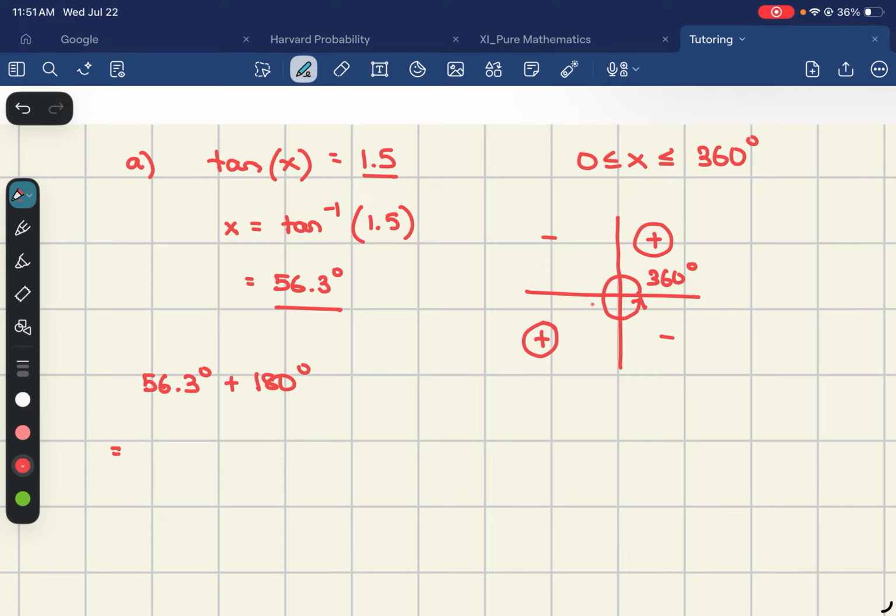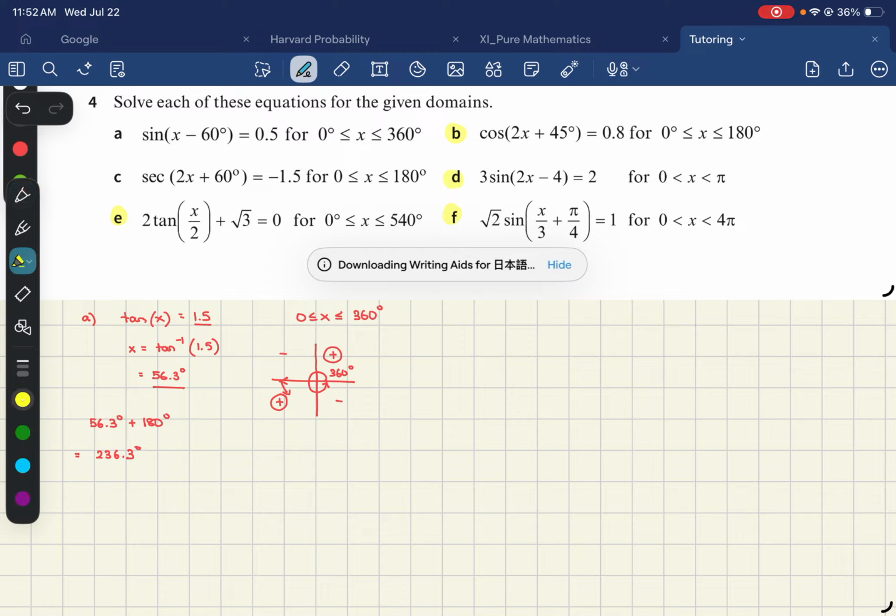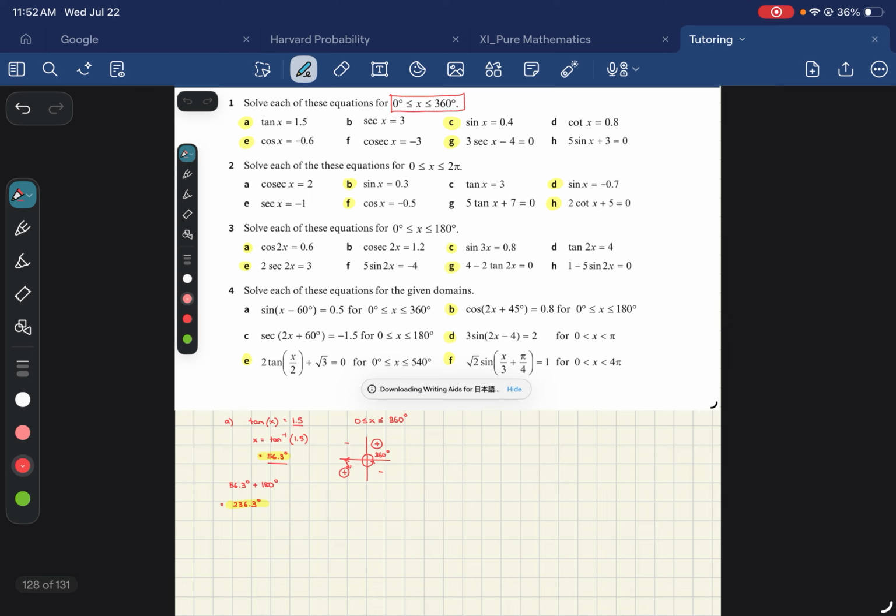So go to 180, which is here, and adding 56.3 takes it to the third quadrant where tan is positive. So you add 180 and you get 236.3 degrees. So that is your other solution. All right, so your two answers are 56.3 and 236.3 degrees. That is how you do A.